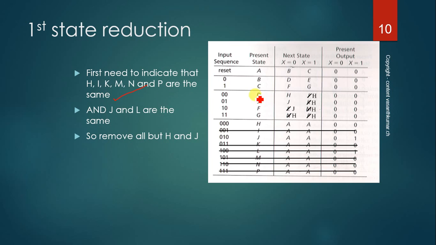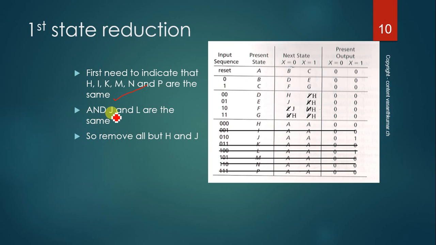are the same. That is H state, okay, I state, K, M, N we have to eliminate. That is, first we have to indicate it is the same state. That is, in case of next state you replace I, K, M, N and P with the individual values which are the same. That is, in this case it is H.